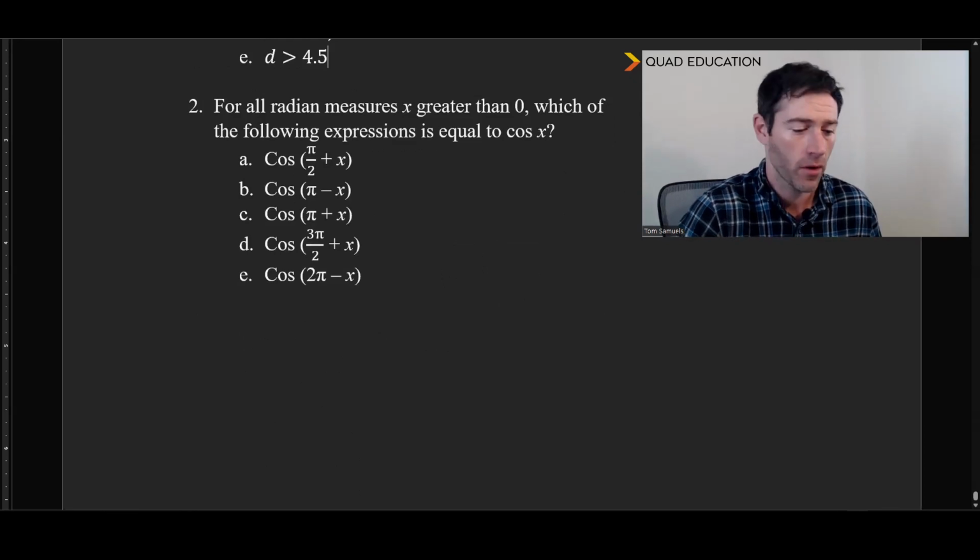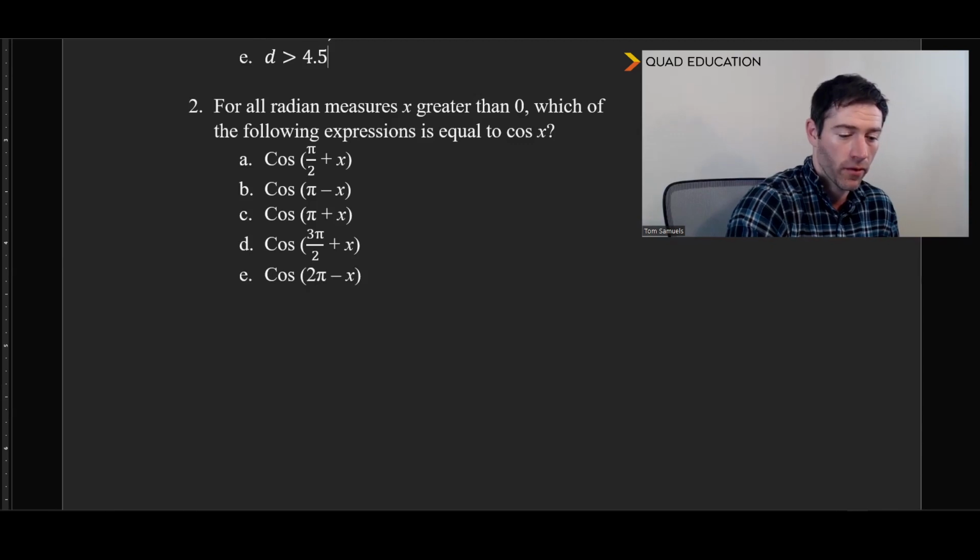Okay, here's our next practice problem. See how this one goes. Okay, let's take a look. So this is one that I found in a very recently released ACT, and I really like this question because it's pretty difficult. So they're saying for all radian measures of x greater than 0, which of the following expressions is equal to cosine of x?